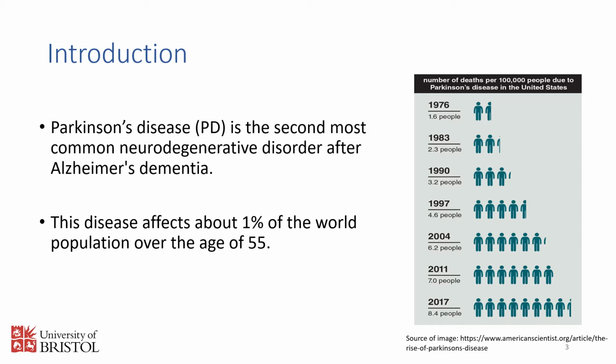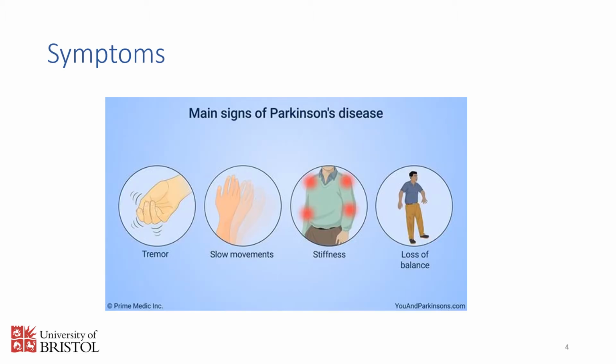As you can see, the right-hand figure here shows that the death rate from this disease in the US has gradually increased over the last decade. In this slide, you can see the main symptoms of Parkinson's disease, including tremor, slow movement, stiff and inflexible muscles, and postural instability. These symptoms actually affect patients in performing everyday tasks and impact the quality of their life.